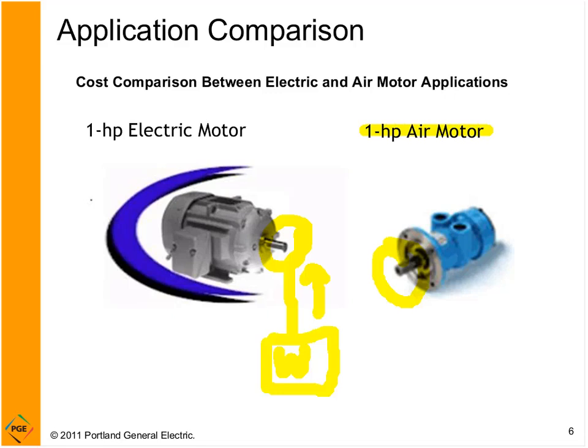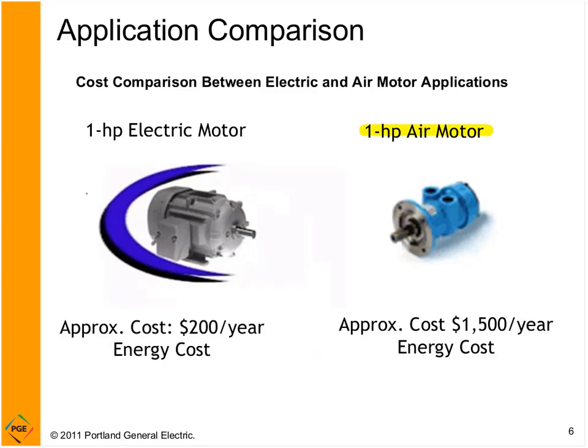What about the cost to operate both of these applications? This is a shocker. The 1 horsepower electric motor might cost $200 a year. If I do the exact same job, same operating hours, same weight, same everything, except I do it with a compressed air motor, $1,500 bucks. That's 7.5 times more than the electric motor. And you might scratch your head and go, wow, how is that possible?